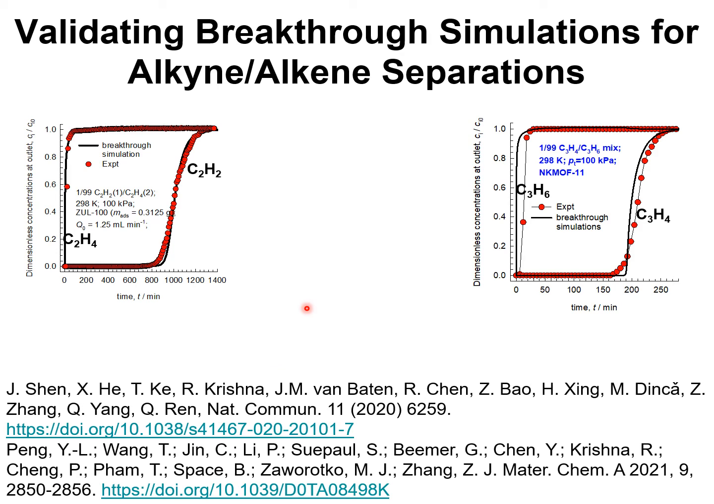The experimental data for ethene separations with ZUL 100 and propyne separations with NK-MOF 11 are compared with the transient breakthrough simulations using the methodology described in the preceding slides.